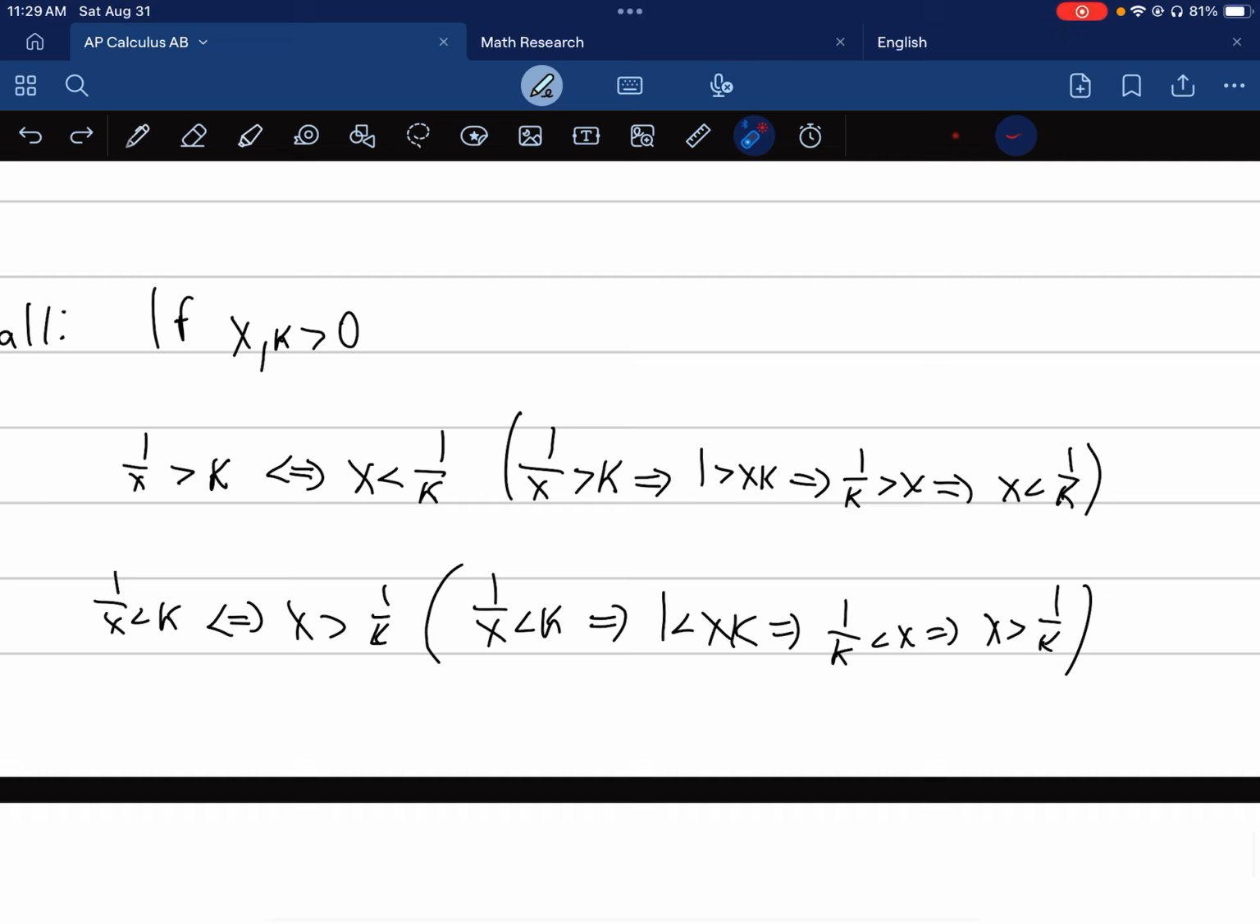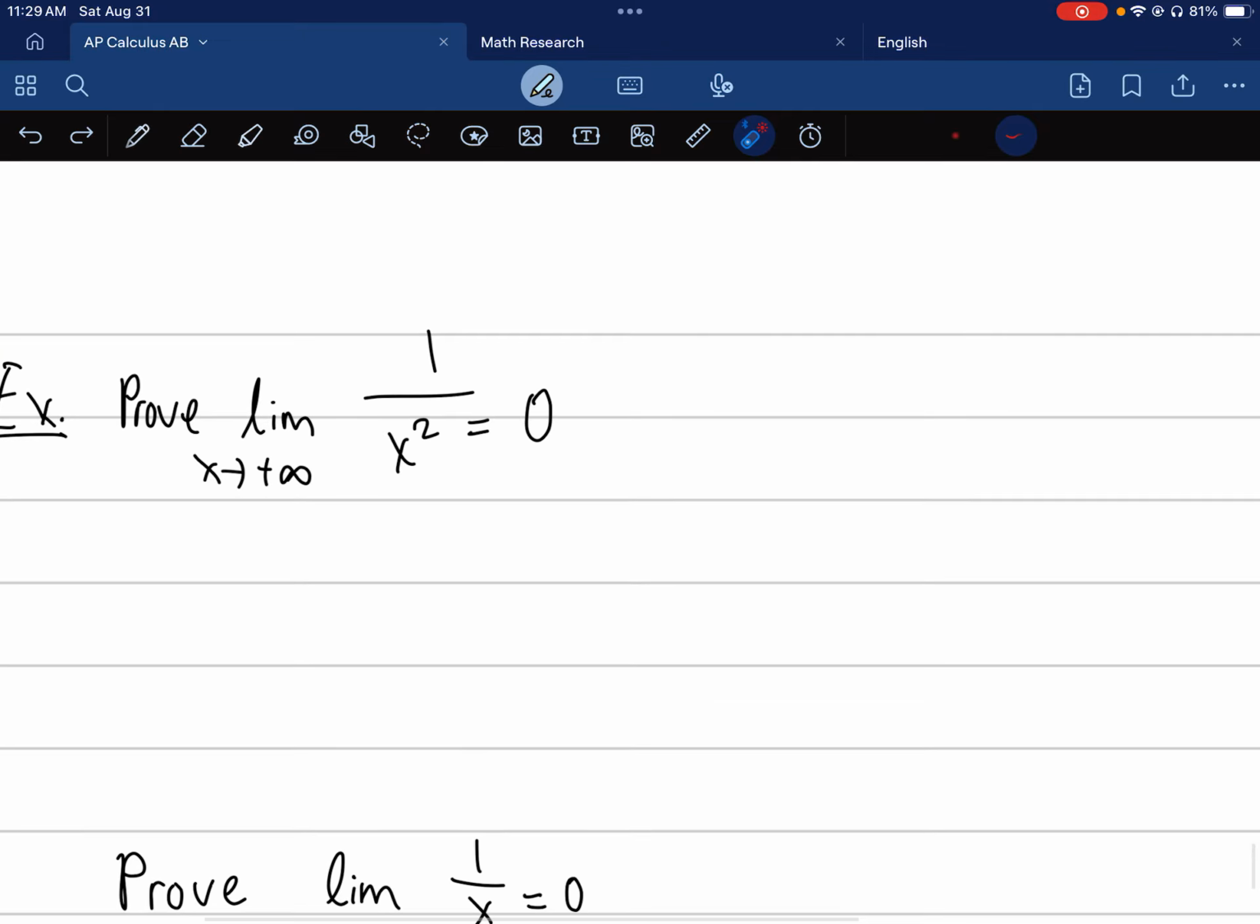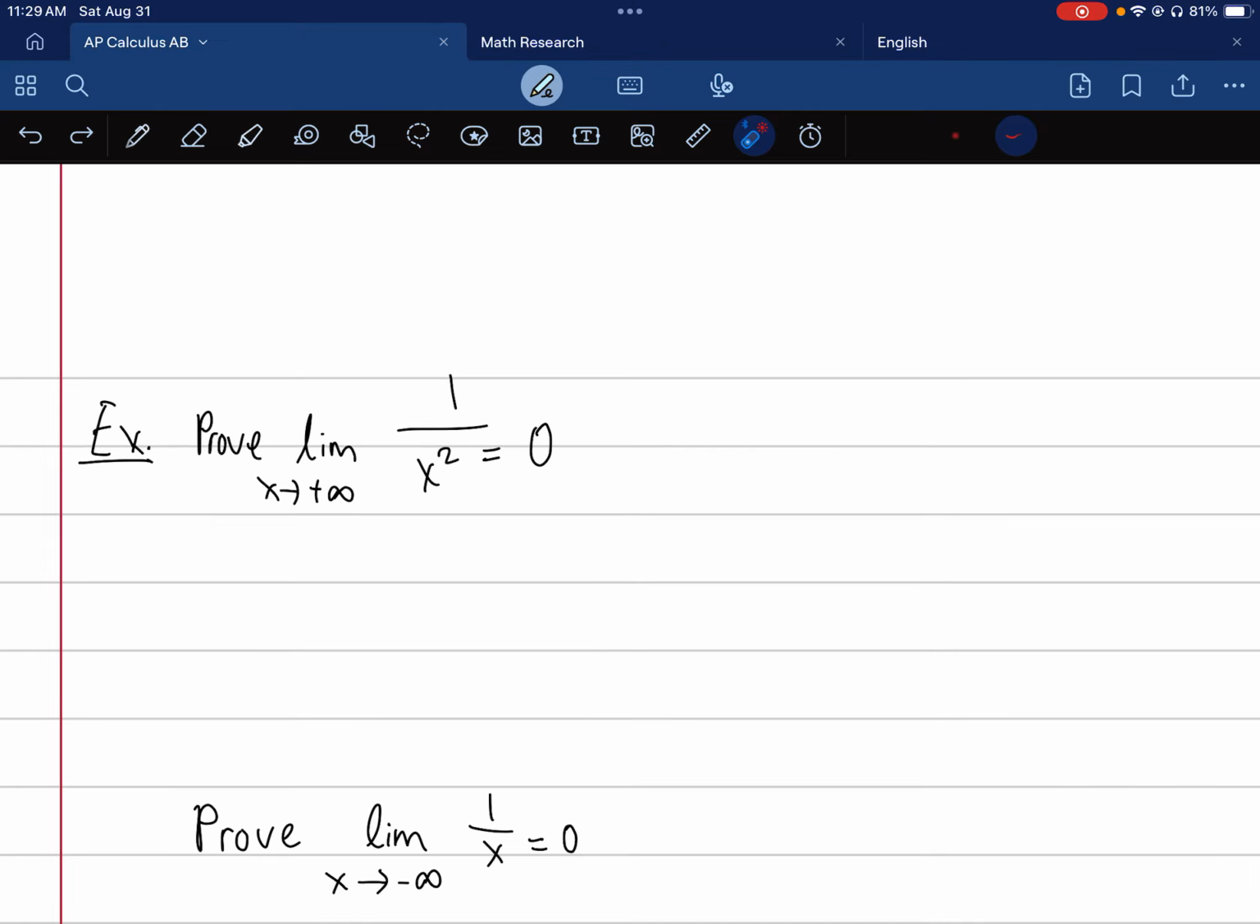And same thing, if it's less than k, we just remember, take the reciprocal, flip the sign, and take the reciprocal. Now, using our definition of limit, let's prove the following. The limit as x approaches positive infinity of 1 over x squared equals 0.